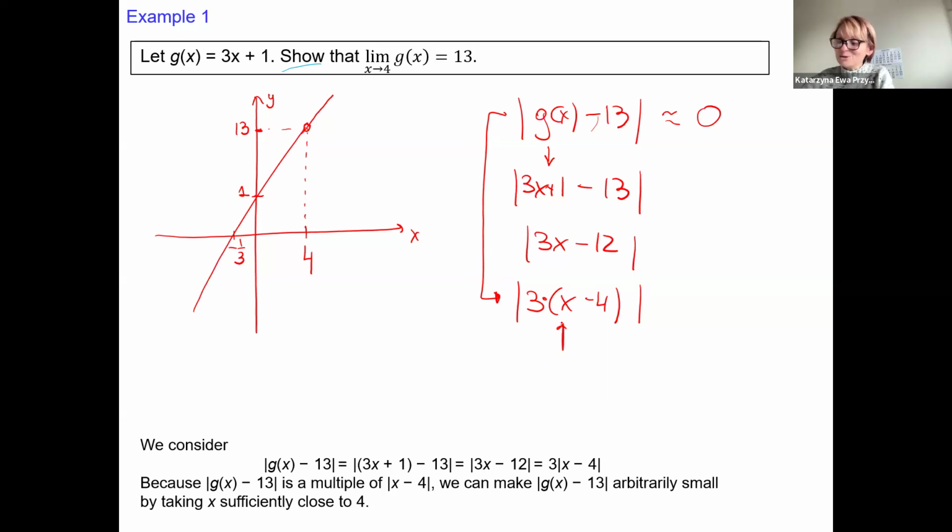And now because we're getting closer to 4, we can make this arbitrarily small, almost 0, if x is sufficiently close to 4. Then this is the proof that this will be almost 0. I know mathematical proofs are sometimes so obvious, but we have to have them. We can make this expression arbitrarily small by taking x sufficiently close to 4. That's it. That's the proof.